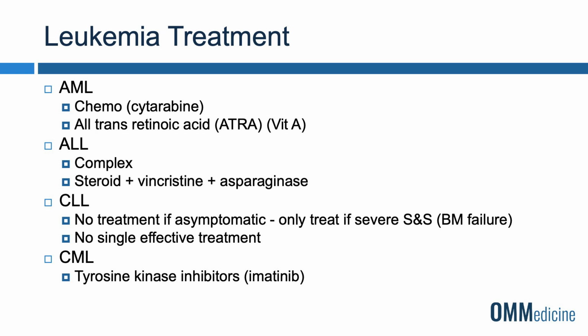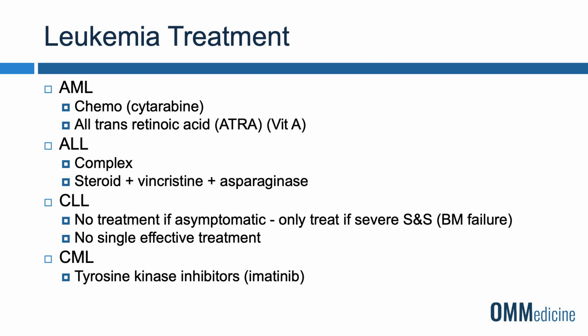I'll finish with one slide on the treatment for the different types of leukemia. For AML, the treatment will be chemo, and then some forms can be treated with ATRA, which is that vitamin A derivative. For ALL, the treatment is very complex, but typically consists of a combination of the three drugs listed here. For CLL, the treatment is going to depend on the severity of the symptoms.